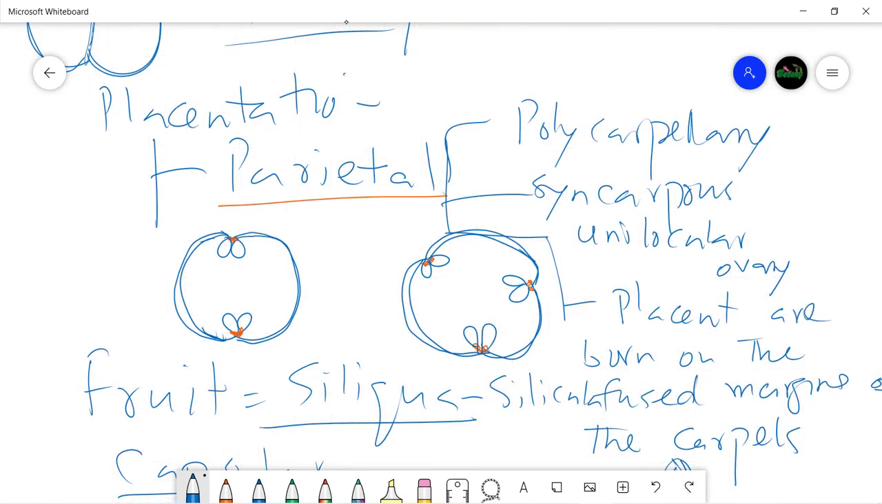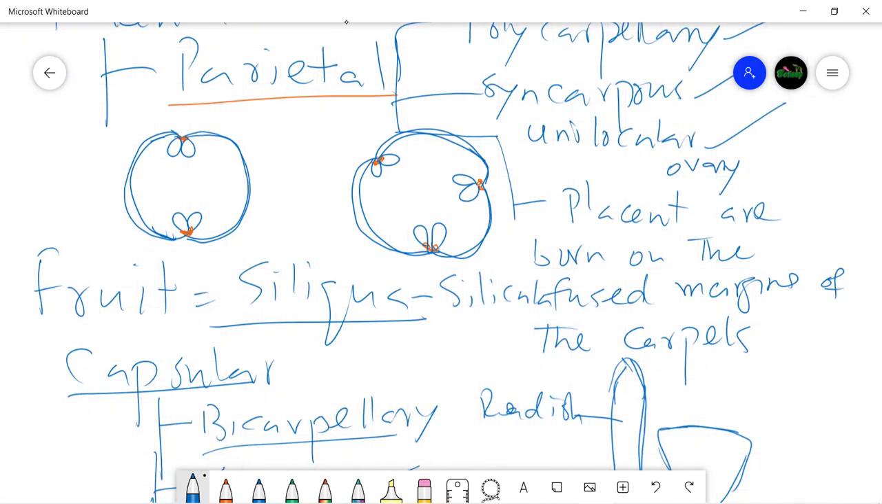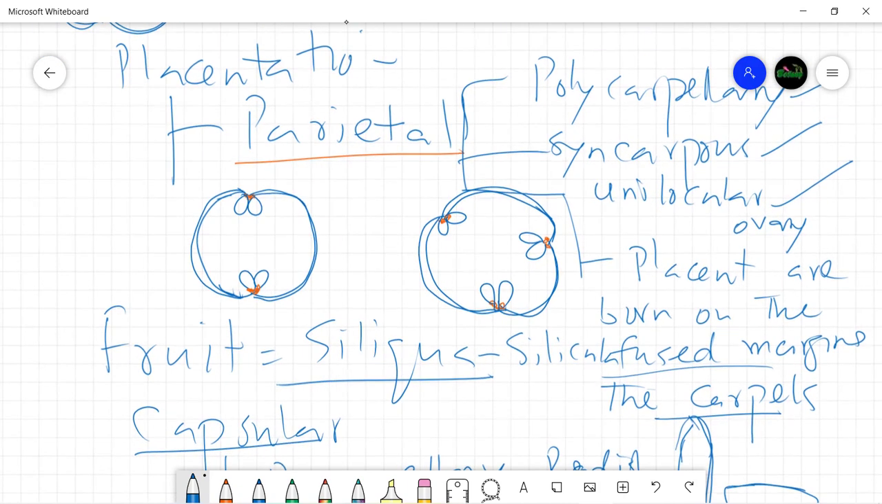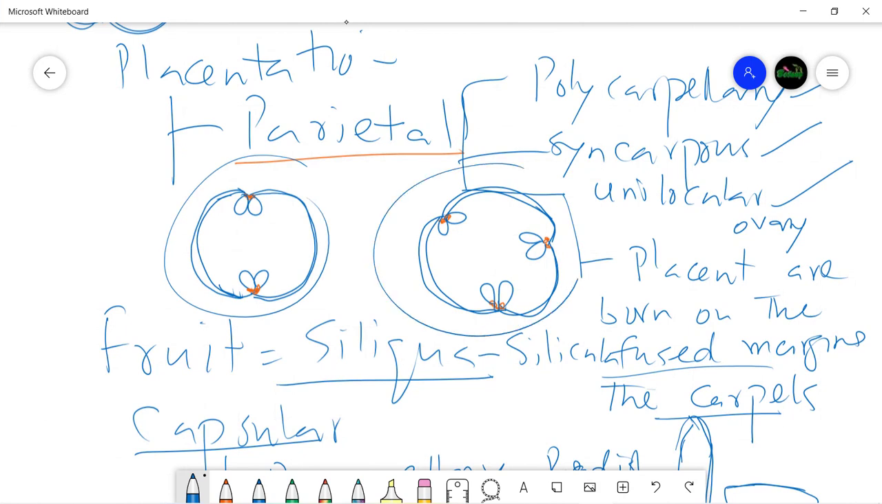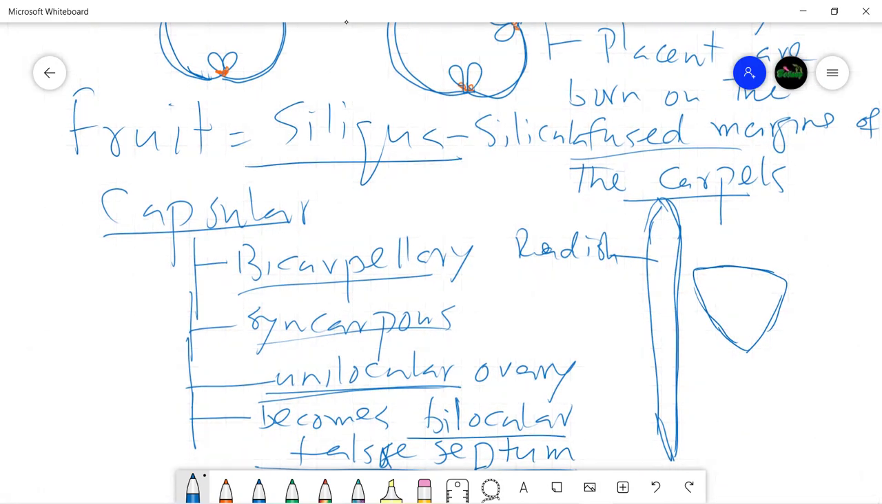The placentation is parietal. Parietal placentation is such that we have a polycarpellary and syncarpous unilocular ovary, and placenta are borne on the fused margins of the carpels, as we have demonstrated in these two figures. As you can clearly see, these are the fused margins where the placenta are, and to those placenta ovules are attached. So this is parietal placentation, and then its fruit is siliqua or silicula.